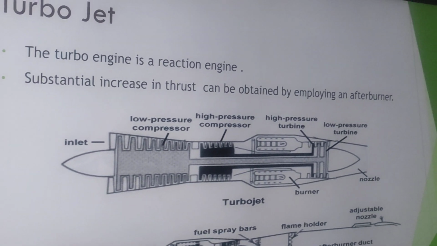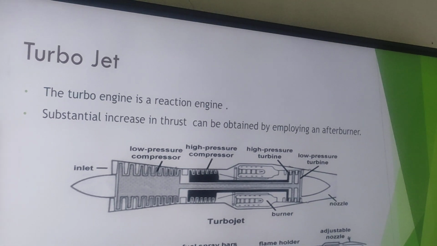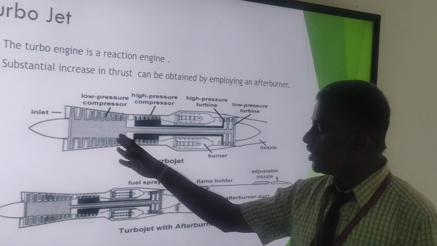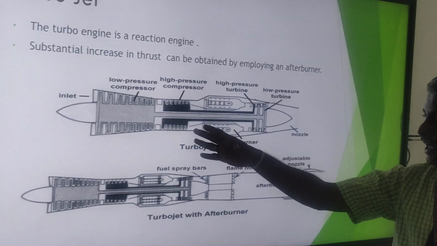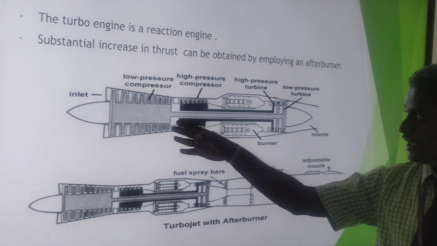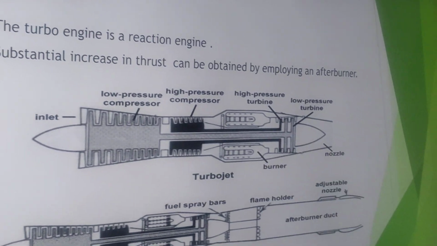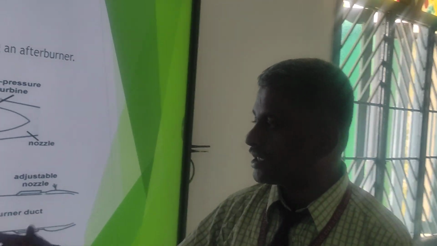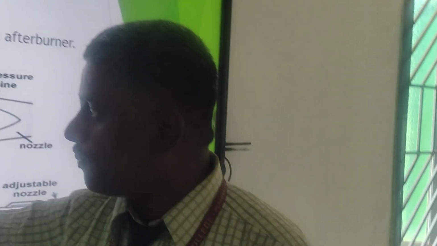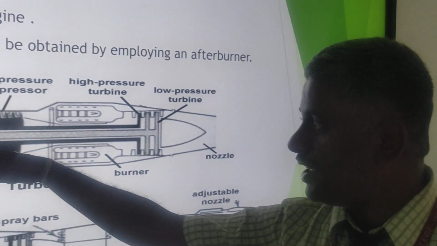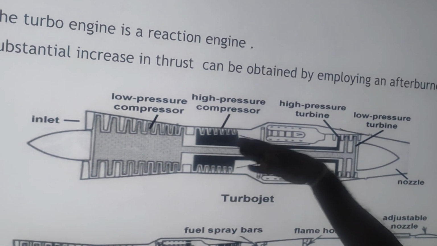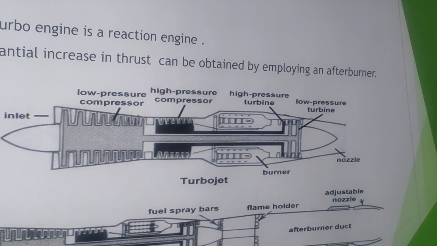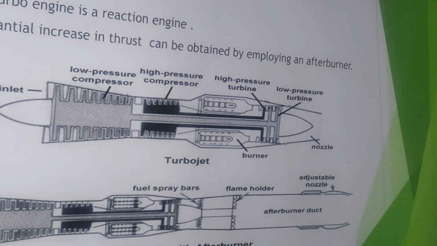The turbojet engine is a reaction engine. Air from the atmosphere enters the low pressure compressor. The low pressure compressor compresses the air, and the pressure and velocity are increased. After leaving the low pressure compressor, the air enters the high pressure compressor. It is further compressed, so the air reaches high pressure, and the temperature is also increased.